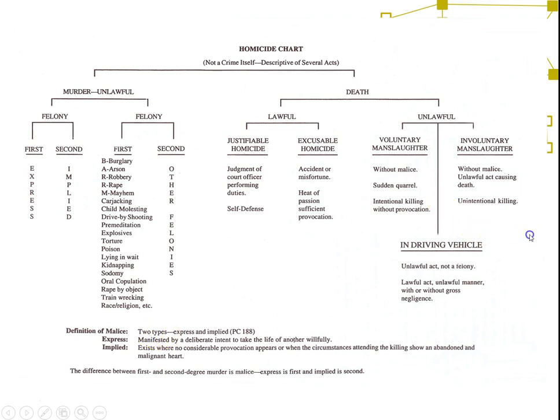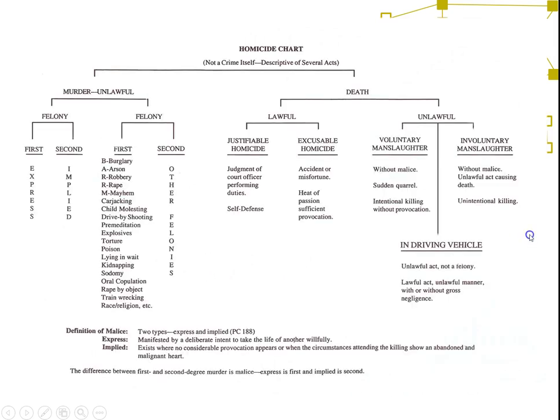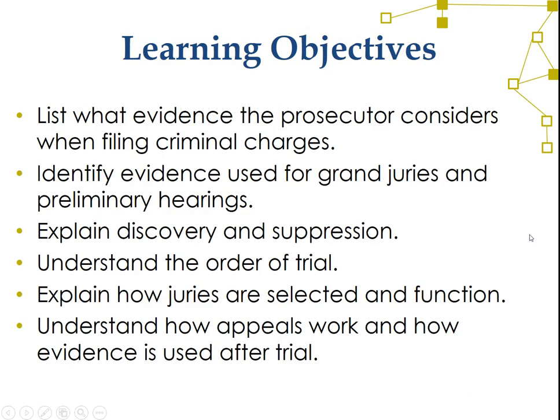So again, not a lot of time, but I wanted you to see that, and we'll move through and get into our learning objectives. So what are we going to learn in this chapter? Well, we're going to list what evidence the prosecutor considers when they're going to file charges. And we're going to identify evidence used for grand juries and preliminary hearings, and what is a preliminary hearing, and we'll talk about that.